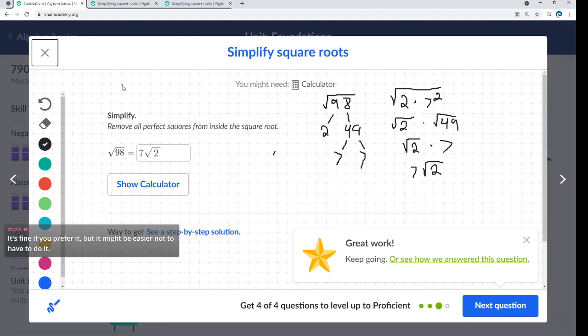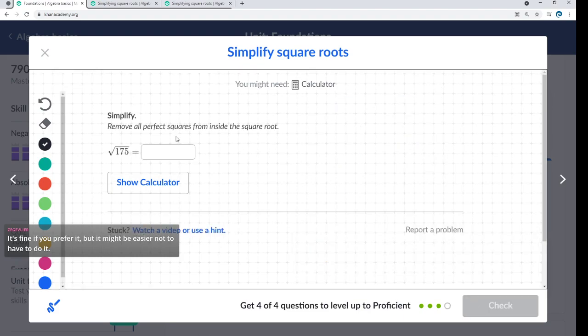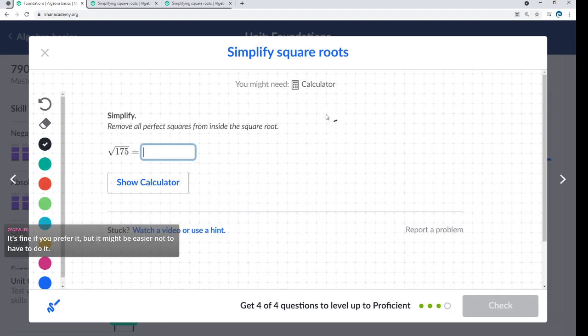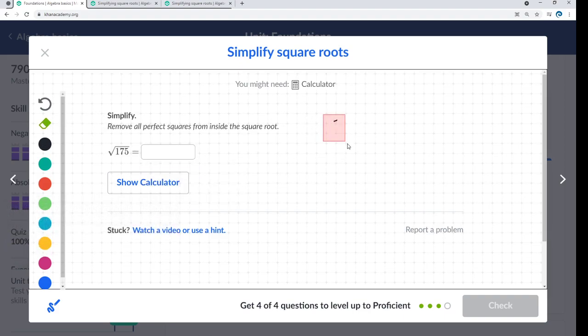Okay, I'll try it the simpler way in this next one. You let me know if I screwed it up. Okay, last one. At least for simplifying.